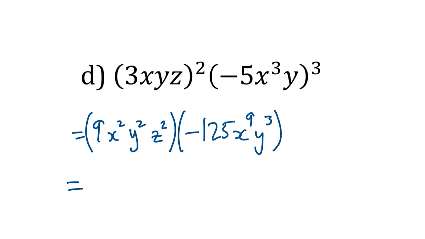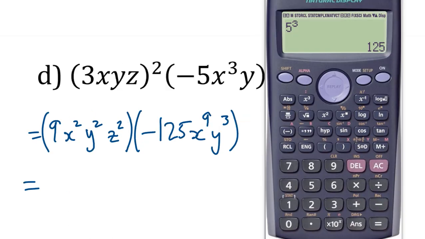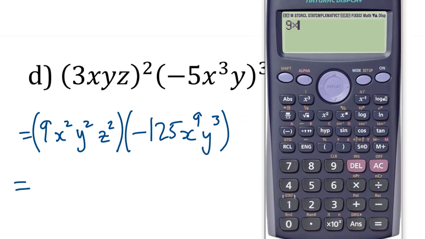Now I'm multiplying monomials. So I do 9 times 125. What did I leave out on the calculator there? So is that a mistake? No, because I know that a positive and a negative make a negative. So I did that part in my head.